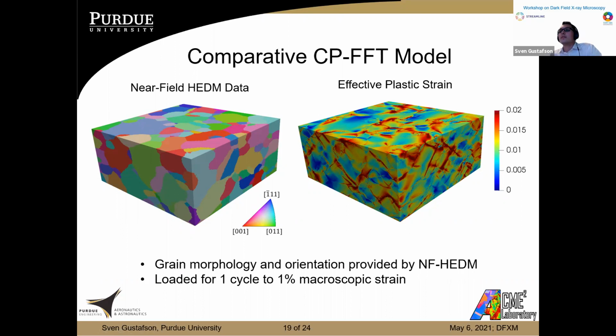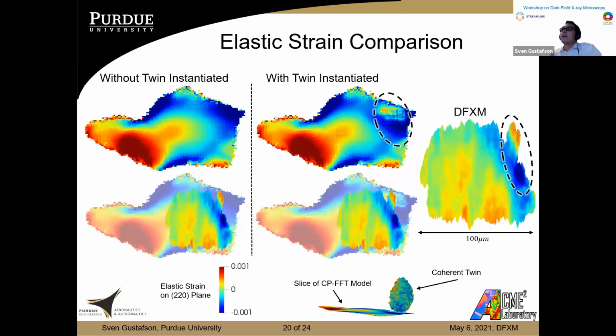One thing to note here is our goal, of course, is to determine the role of that coherent twin. In order to do that, we instantiated our crystal plasticity model twice, one with the twin and one without the twin. In the first, we have the reconstructed near field with the twin present. And in the second, we have removed that twin and instead replaced it with the parent grain. And so that's what we can see in this slide here.